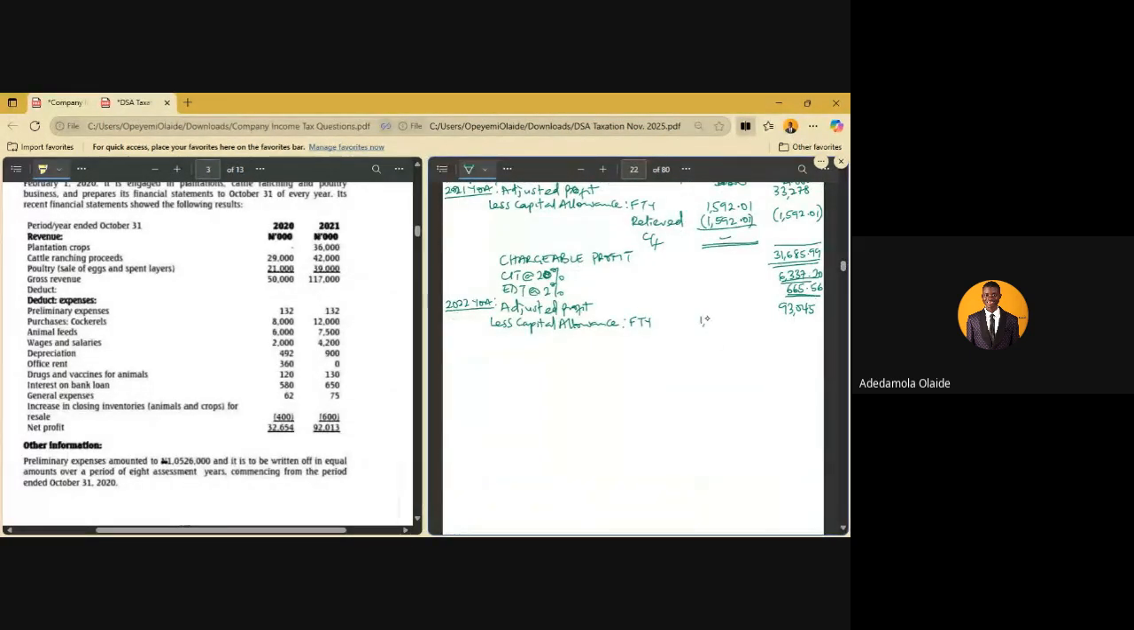1,084.246, relieved with what? That will give us how much? Carry forward 1,084.246. That will give us 91,960.754. That is our chargeable profit.